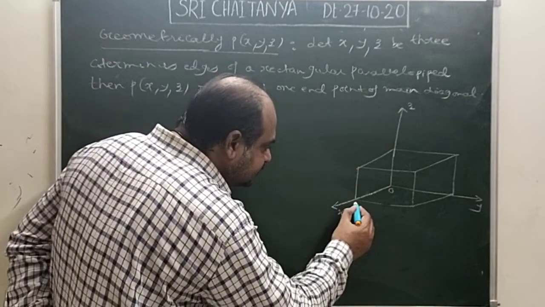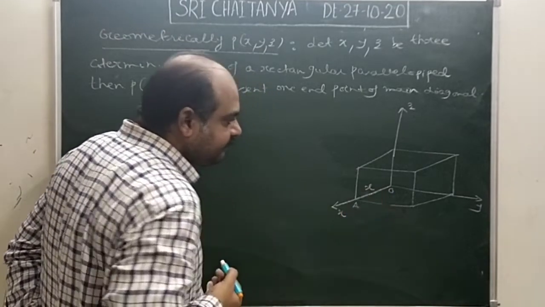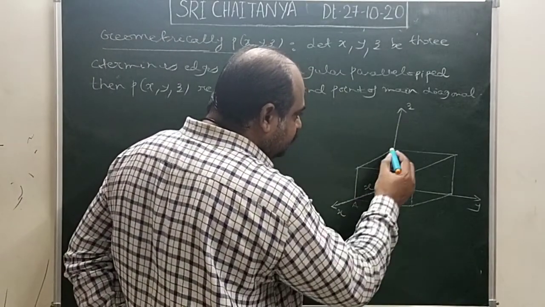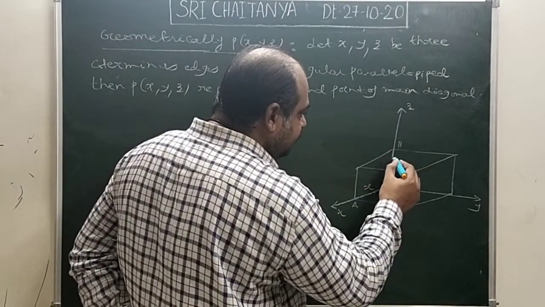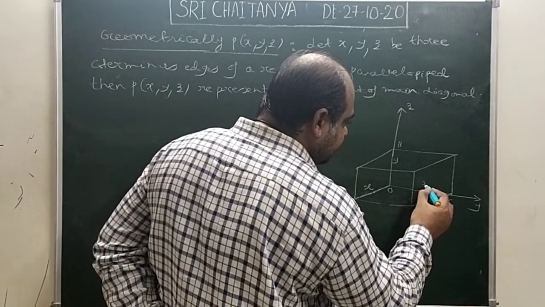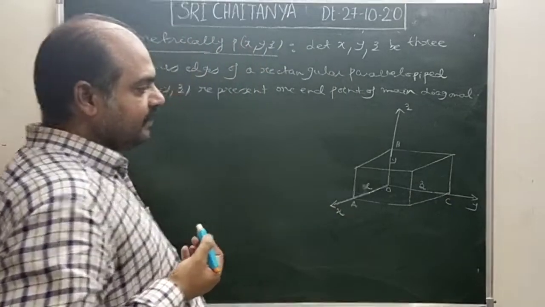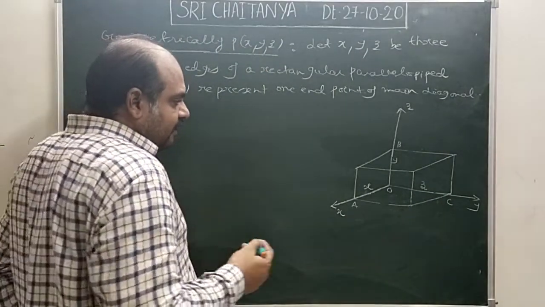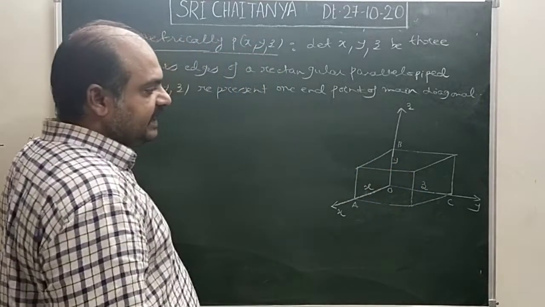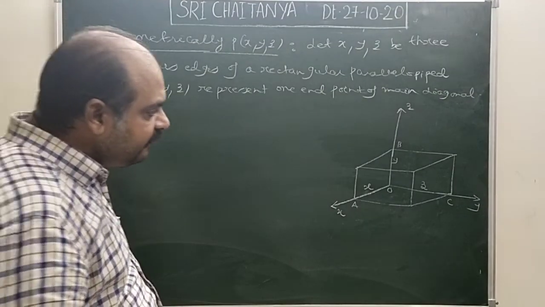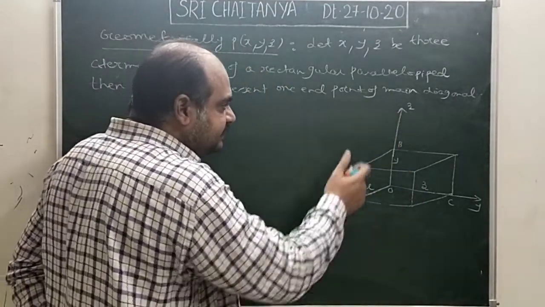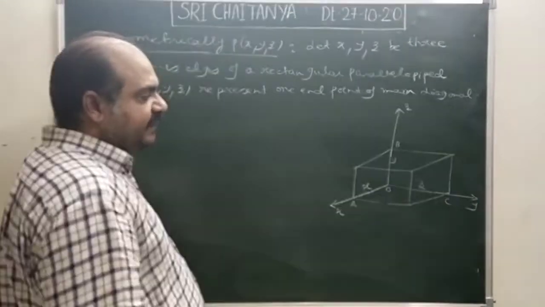You take this edge as x, OA. These are three coterminous edges. This is OA, assume x. This OB, assume y. This OC, assume z. Therefore these three are coterminous edges. These three edges are mutually perpendicular lines and they are taken as x, y, z.